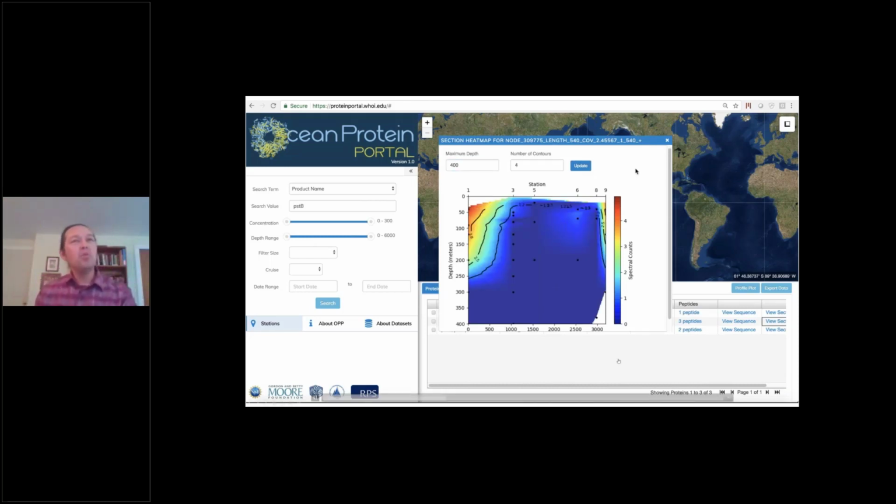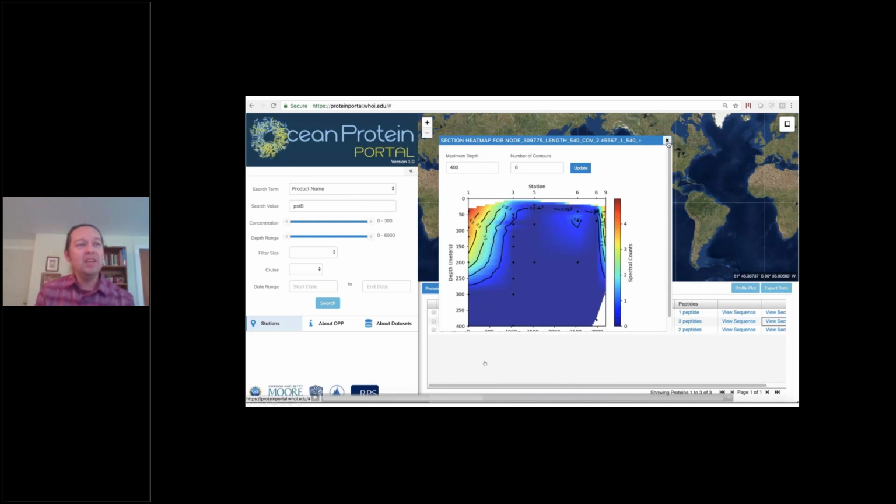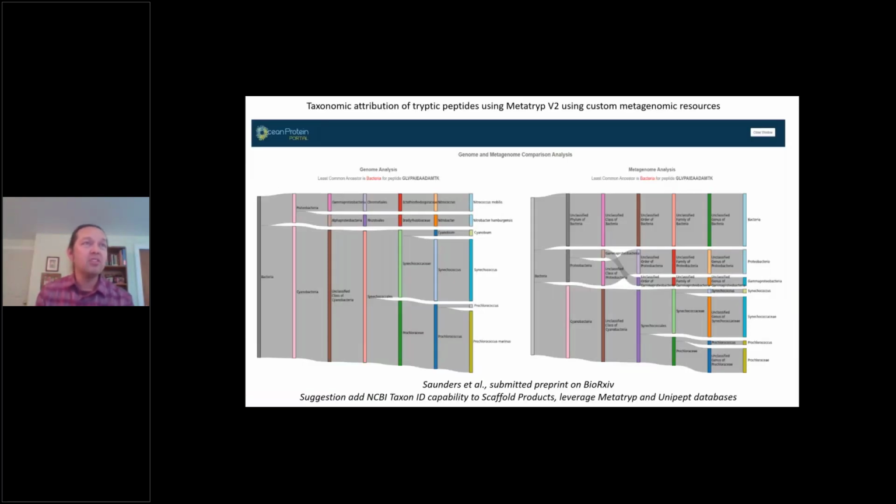There you go. And one of the key questions when you start working in metaproteomic samples is who is making the protein. One of the key ways of thinking about this is to figure out if the tryptic peptide you're studying is unique to a particular taxa or not. And so we have a tool called Metatrip that we just released version 2 of, that lets you dig down to the taxonomic level of that tryptic peptide.